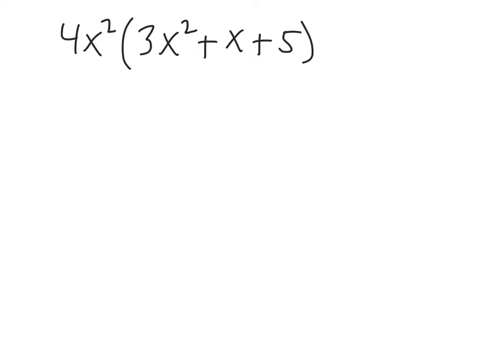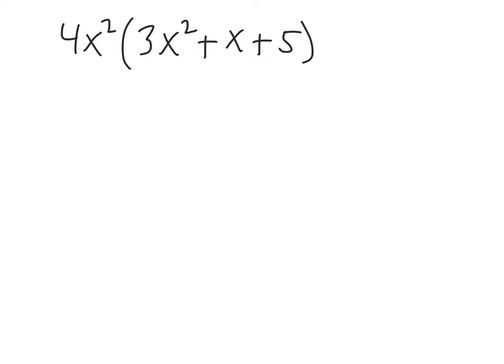So we have 4x squared times 3x squared plus x plus 5. And it's in parentheses, so we have to use the distributive property. That means we have to multiply 4x squared by each of these terms. Now, each thing separated by an addition or subtraction sign is a different term.